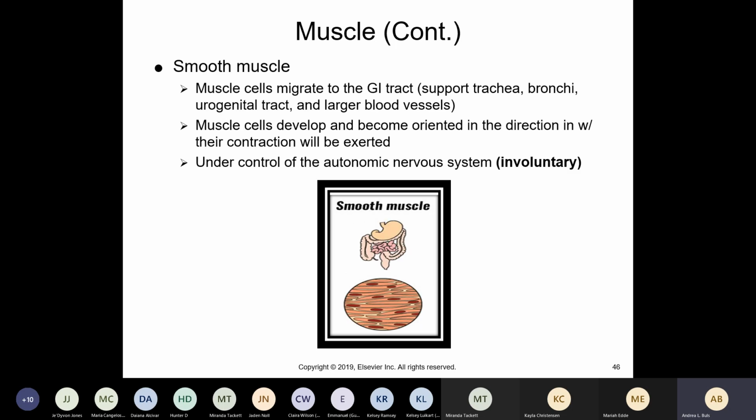And then, like I said, smooth muscle is what controls mainly our GI tract. It supports our trachea, our bronchi, our urogenital tract, and our vessels. Muscle cells will develop and become oriented in the direction to which their contraction will be exerted, and this is under the control of our autonomic nervous system, which is involuntary.